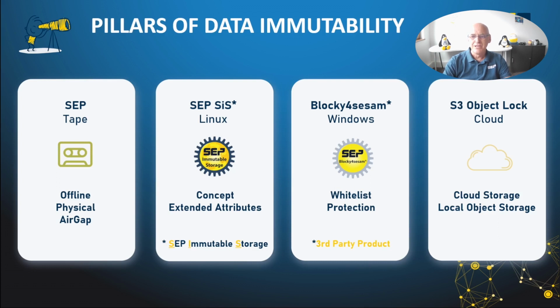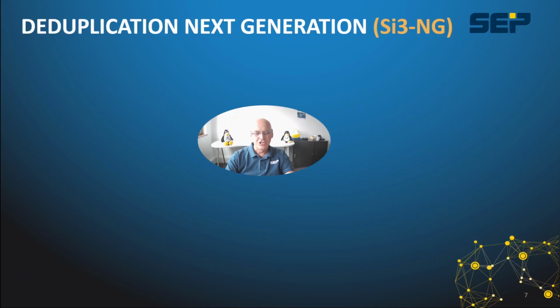Almost every storage which provides an S3 API supports the S3 object lock functionality, no matter if it's a cloud storage or local object storage and so on. All these functionalities, except the tape backup, rely on our deduplication.